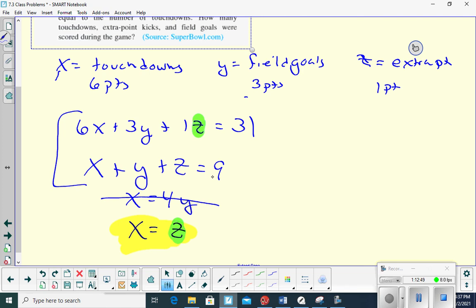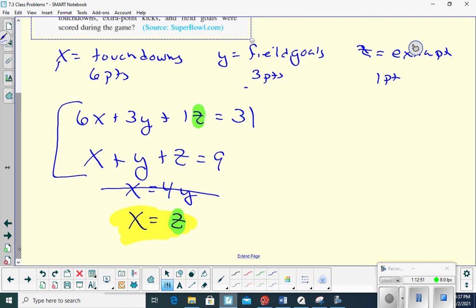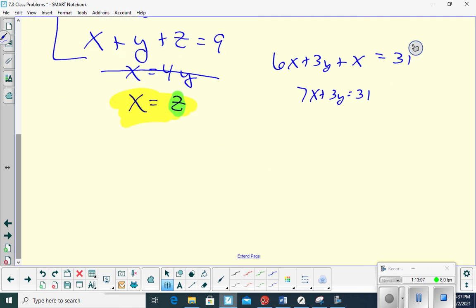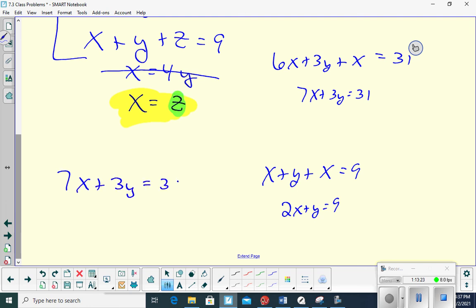So when I do that, I'm going to have 6x plus 3y, and then in place of that Z, I'm going to write x, is equal to 31. So I'm going to simplify that to 7x plus 3y is equal to 31. That's one equation. My other equation is x plus y plus z, which I'm calling x, is equal to 9. Those are the scoring plays. So I'm going to have 2x plus y is equal to 9. So my 2 equations are 7x plus 3y is equal to 31, and 2x plus y is equal to 9.